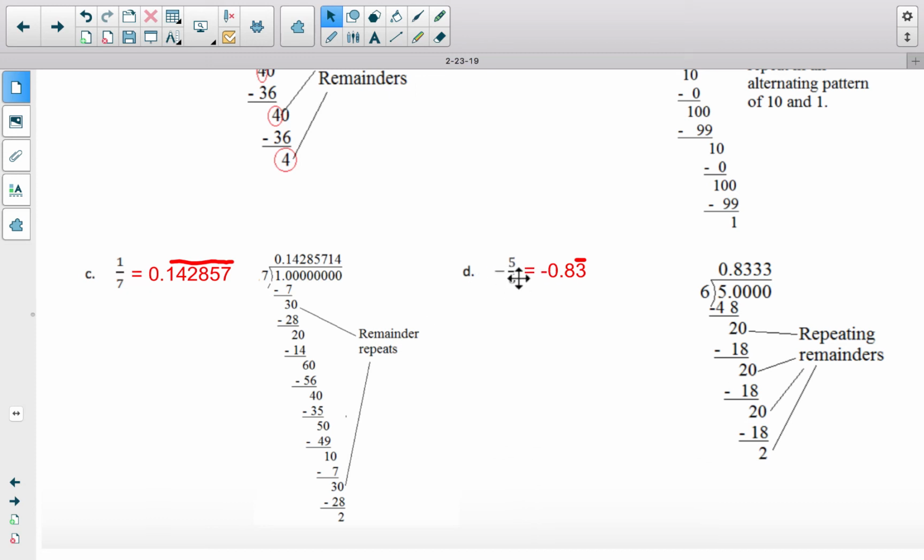D will be negative because the fractional representation is negative. And the part that repeats here is the 3. So the bar is only going over top of 3, not 8, because 8 doesn't repeat. It just appears one time.